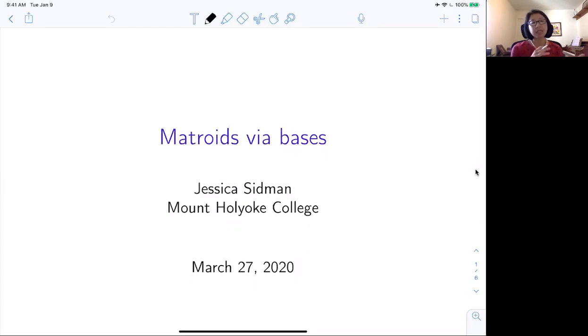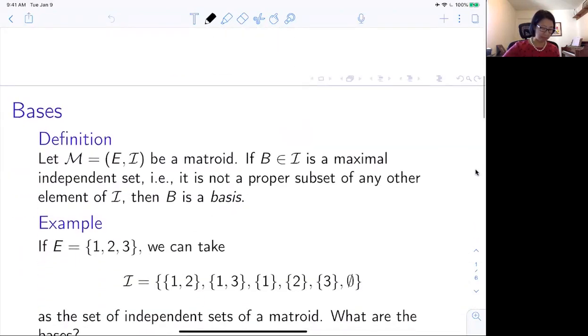And so just like we have independent sets in a matroid that parallel linearly independent sets in a vector space, we'll also have bases. And we'll see that you can actually define a matroid instead of saying, here's a finite set and here are the independent sets, by saying, here's a finite set and here are the bases. So let's see what the definition of a basis is.